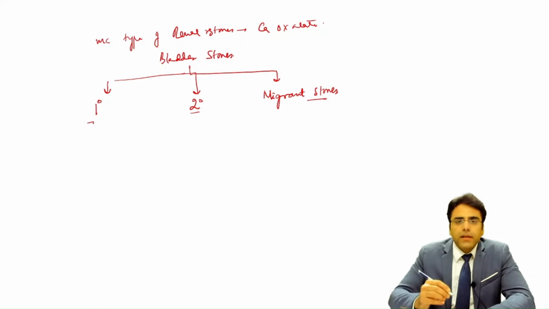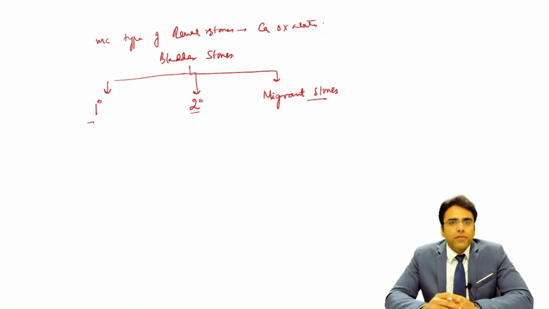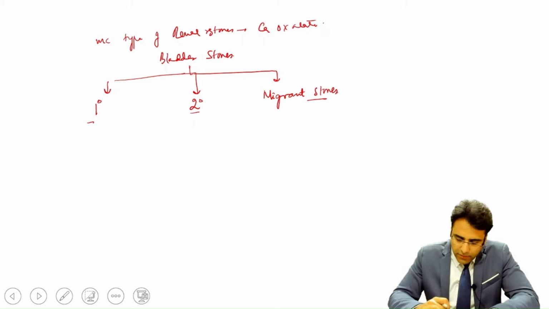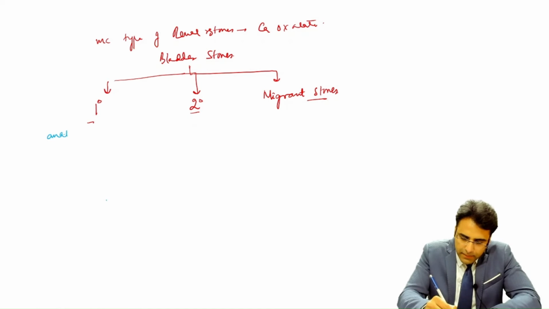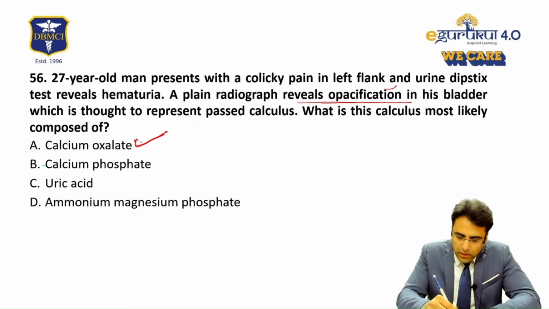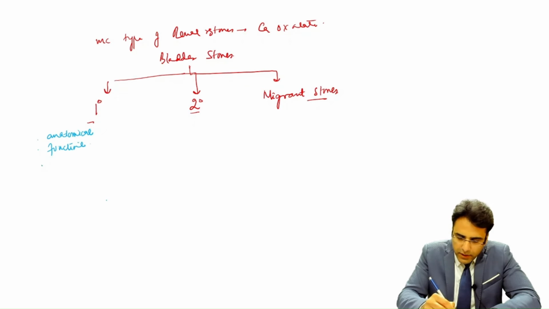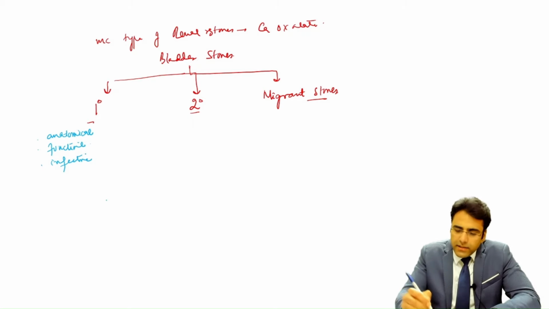Now, these primary bladder stones, they are formed in the absence of any anatomical, functional, or infective etiology. Clear? Whereas secondary bladder stones, they are formed in the presence of anatomical, functional, or infective etiology.